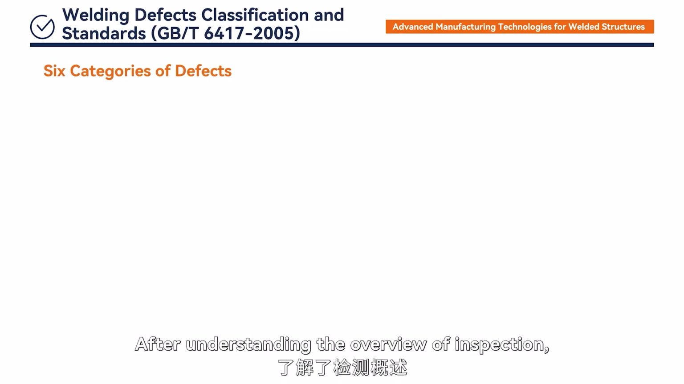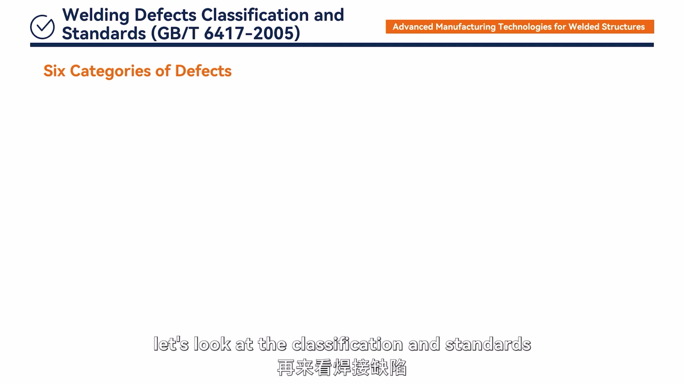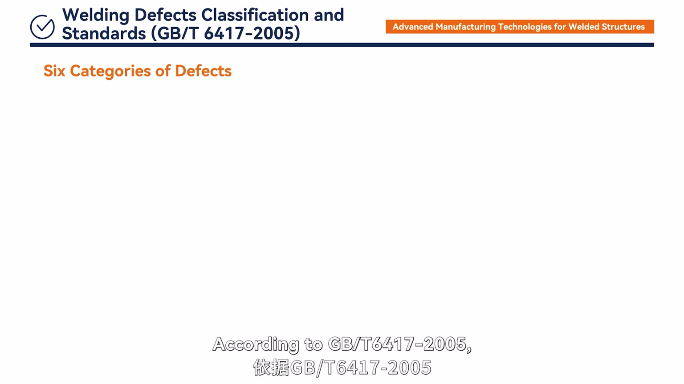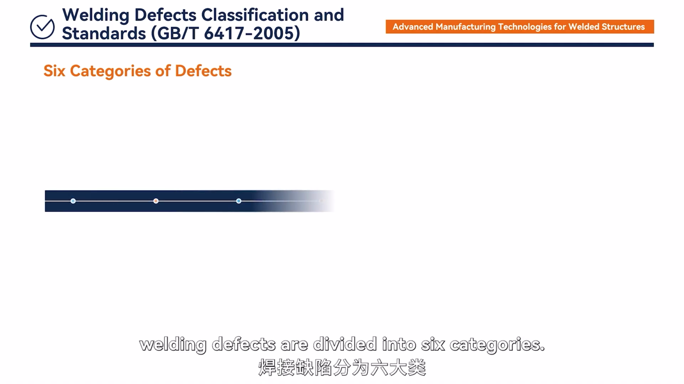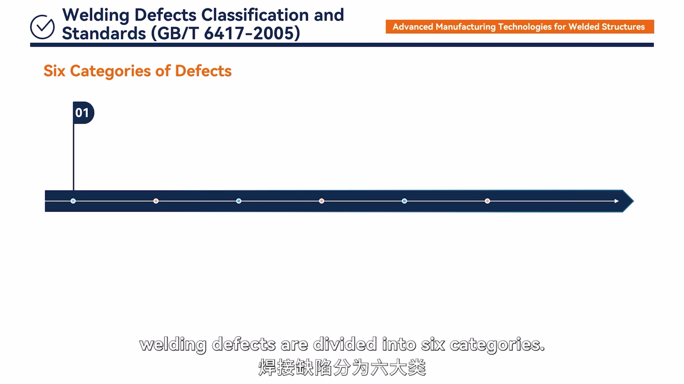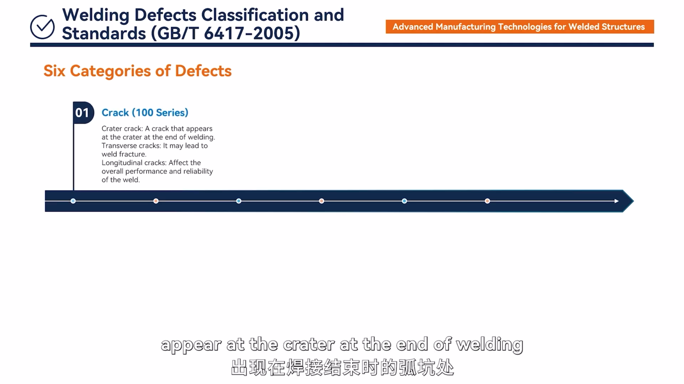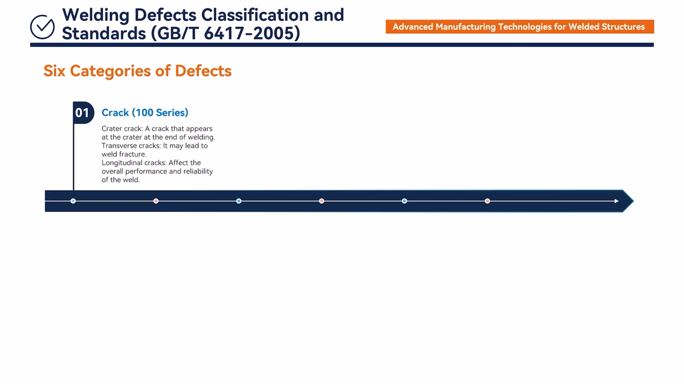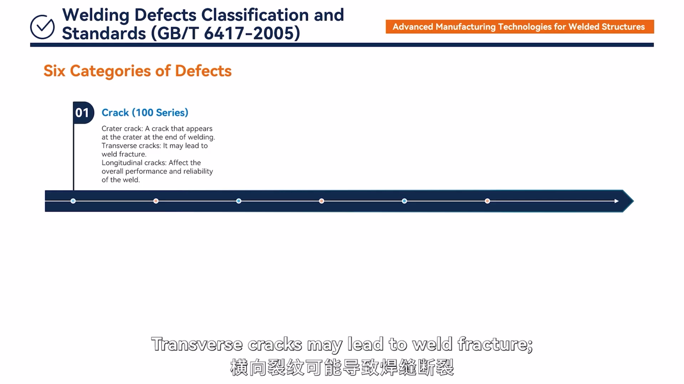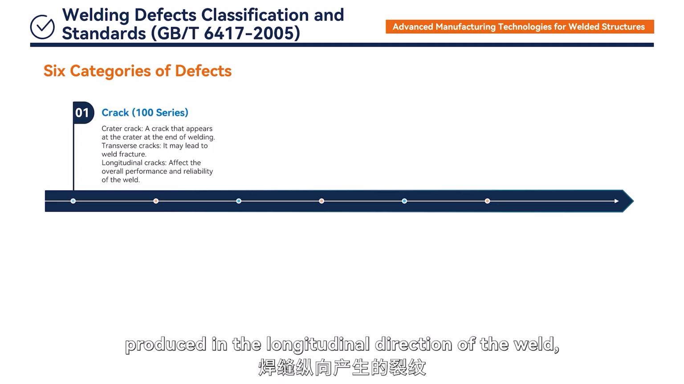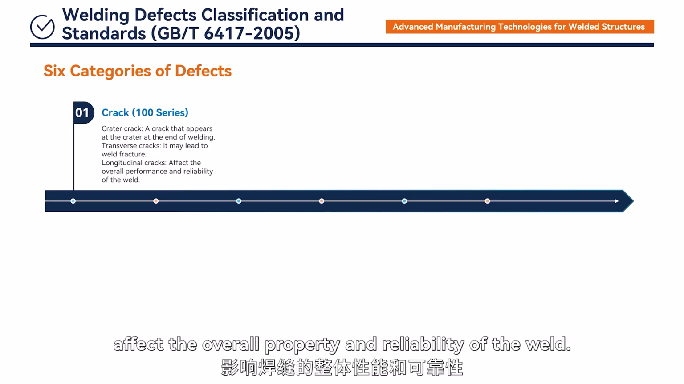After understanding the overview of inspection, let's look at the classification and standards of welding defects. According to GB/T 6417-2005, welding defects are divided into 6 categories. Cracks, such as crater cracks, appear at the crater at the end of welding and affect the weld strength. Transverse cracks may lead to weld fracture. Longitudinal cracks, produced in the longitudinal direction of the weld, affect the overall property and reliability of the weld.